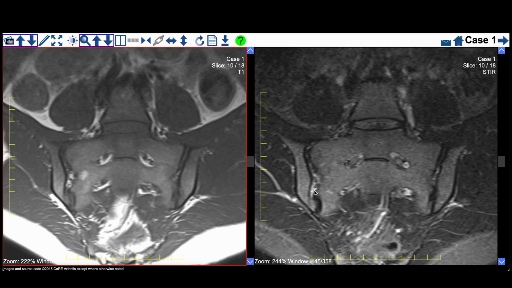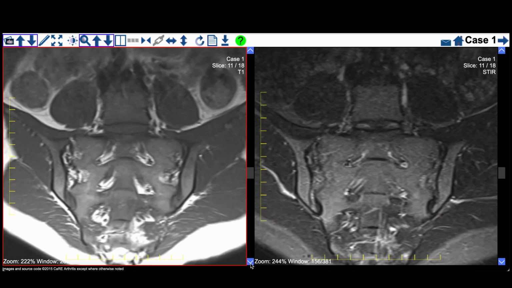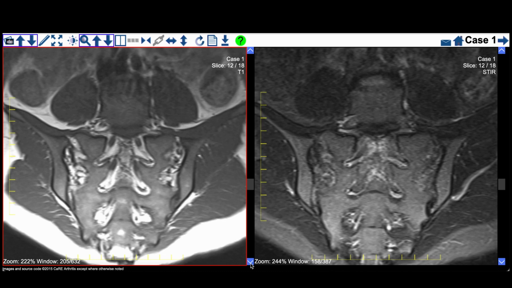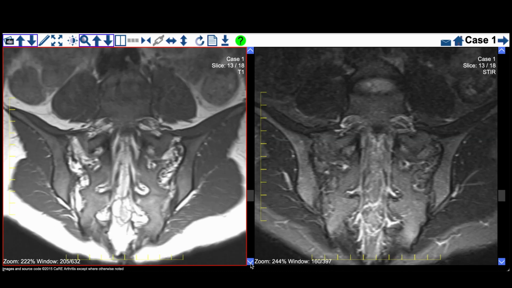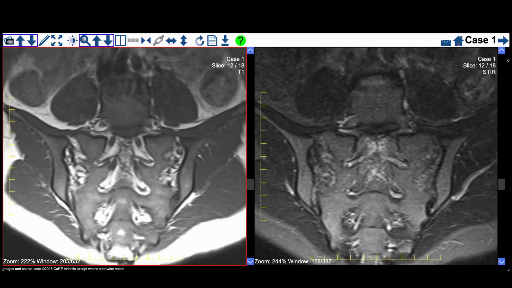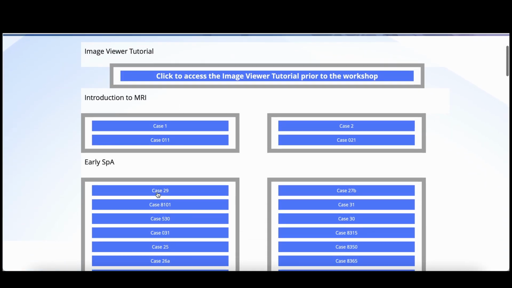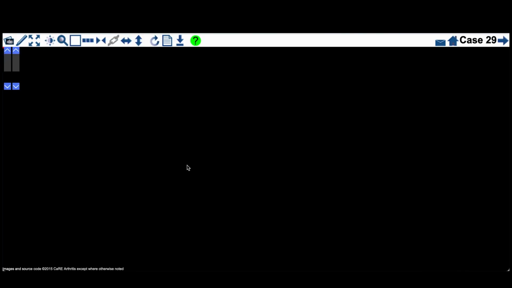The bright signal on the STIR sequence is fluid, and is fluid in the blood vessels. So this is what we see in the posterior part of the joint as we scroll from anterior slices to posterior slices. Now what we're going to do is look at what an abnormal joint looks like.